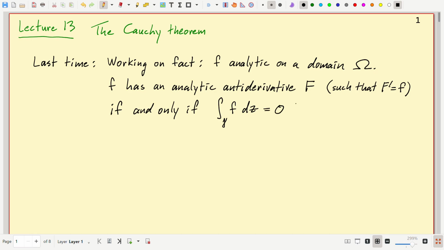So last time at the end of the hour, I was working on showing this fact that if you've got an analytic function on a domain, then it has an analytic antiderivative if and only if the complex contour integral of f around every closed contour in that domain is 0. So this is a hypothesis that for all closed curves gamma in omega.